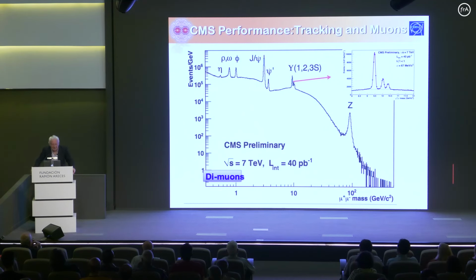This is now 15 minutes of running of the CMS detector in which they are isolating events like the previous slide, two muons coming out back to back, but they've got to pick them out from the noise. And you see this huge, very high background. On top of that background, you see peaks. These peaks are particles.